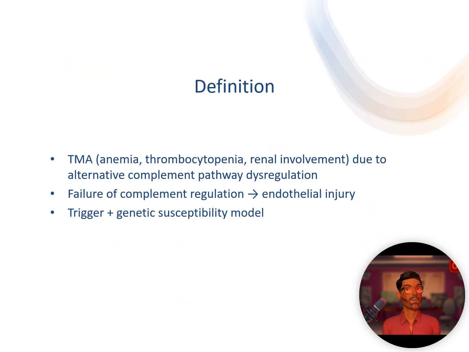So in keeping with the theme of the TMA umbrella, atypical aHUS is an alternative complement pathway dysregulation leading to endothelial injury, TMA. It is oftentimes a trigger and genetic susceptibility model depending on the cause of atypical aHUS, which we'll talk about shortly.